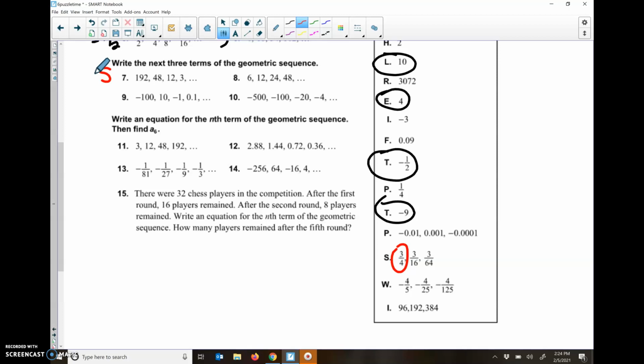And then it looks like this one's going up, so it's probably going to be a multiplying pattern. So 6 times 2 is 12. 12 times 2 is 24. 24 times 2 is 48. 48 times 2 is 96. So we figured out then that one's letter I.